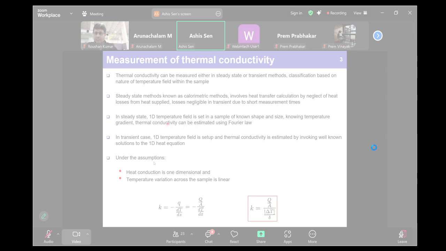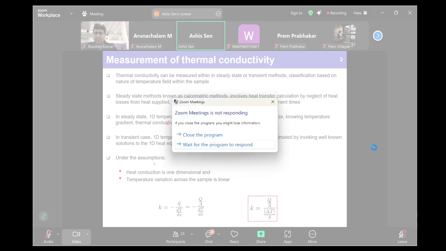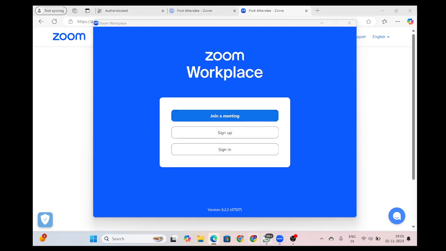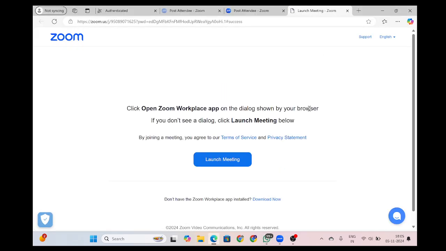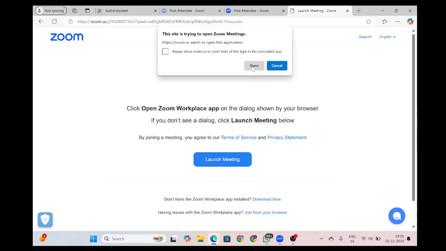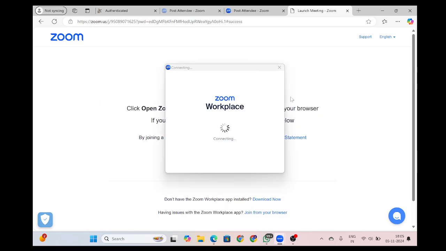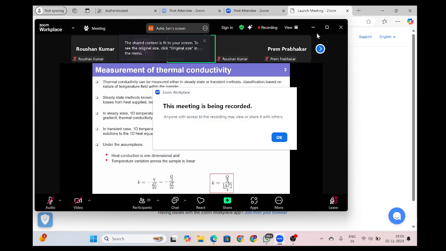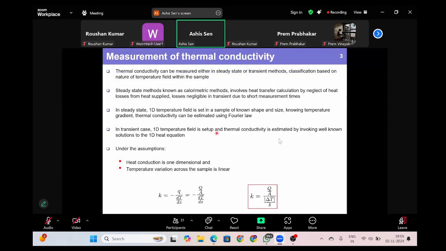So in steady state, the one-dimensional temperature field is typically established, as we said. This equation I'm going to show when we talk about the transient method.